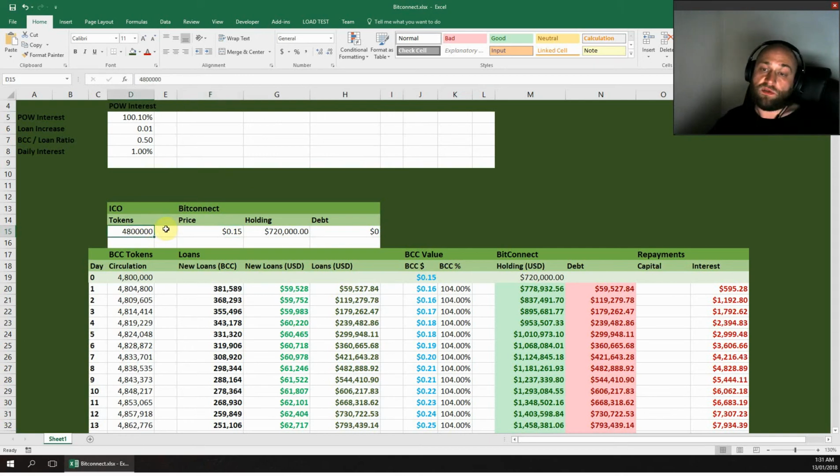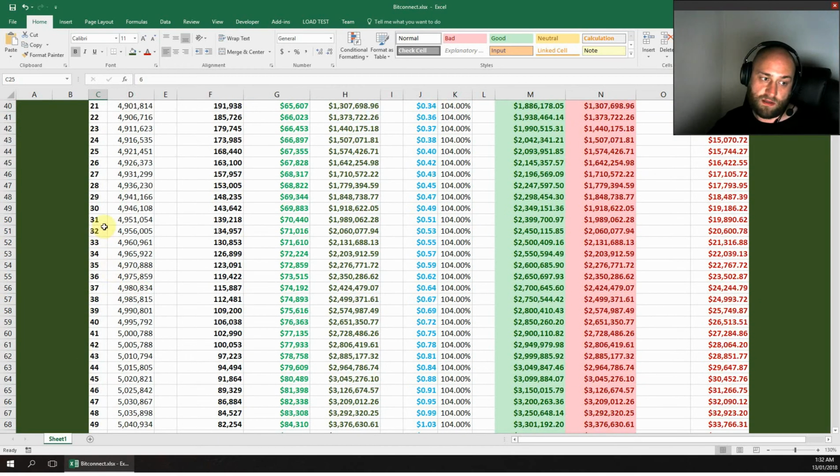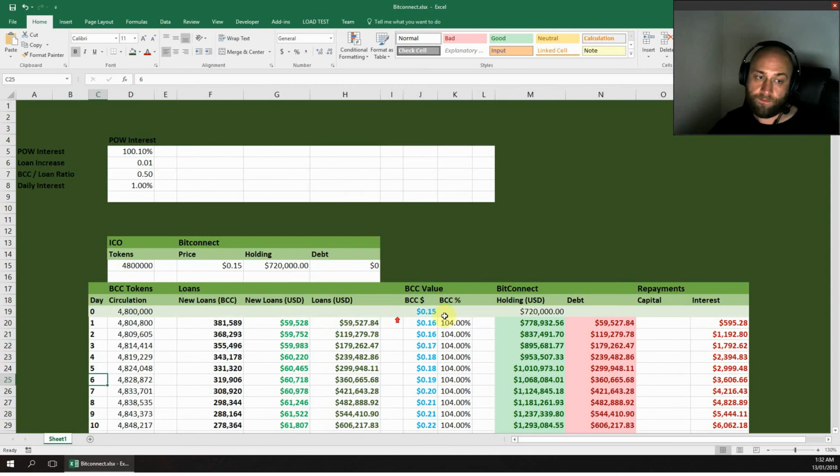But their initial token sale was 4.8 million tokens at 15 cents each, as far as I'm aware, and that adds up to them profiting $720,000 off the ICO sale. So the initial holding that Bitconnect has, the initial money in their bank, is $720,000 on day zero, we'll call it. That's what this holding column is, how much money Bitconnect has in the bank on any given day. On the very left you can see the day count goes up, and as I scroll down, I've got a row for every day based on these mathematics.